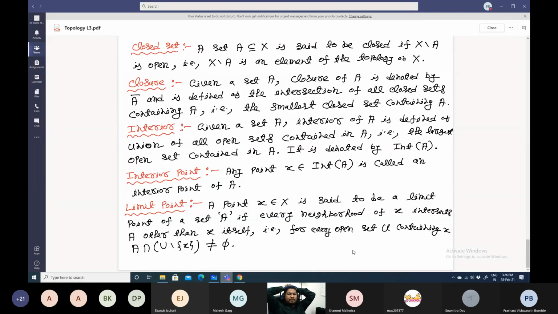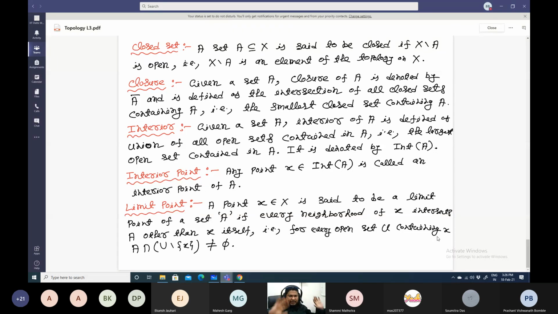That limit point does not depend on the set A, right? So to define a limit point of a set A, we can take a point X from outside, and that X is said to be a limit point if every neighborhood of X intersects A other than X itself. Therefore, A intersection U minus X is non-empty. And this is true for any open set U containing X, right? You know all of these definitions.